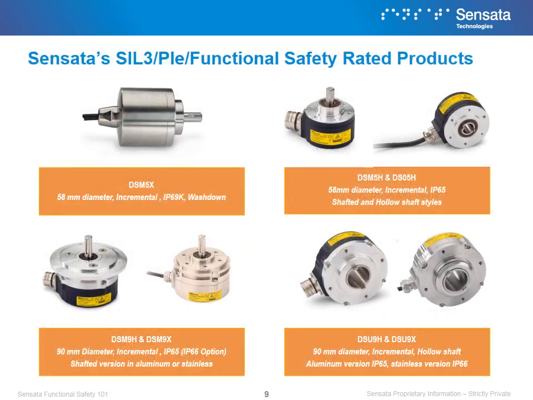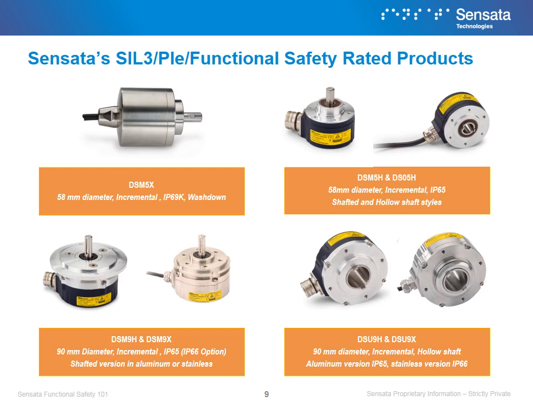Sensata has a number of different functional safety products available that can help the customer achieve the safety level they are looking for. Most of our functional safety rated product are encoders, which are position sensors frequently used with motors. The DSM-5X is a 58mm shafted incremental encoder that is IP69K rated and built for washdown environments. The DSM-5H and DS-05H are 58mm diameter incremental encoders sold in both shafted and hollow shaft styles.